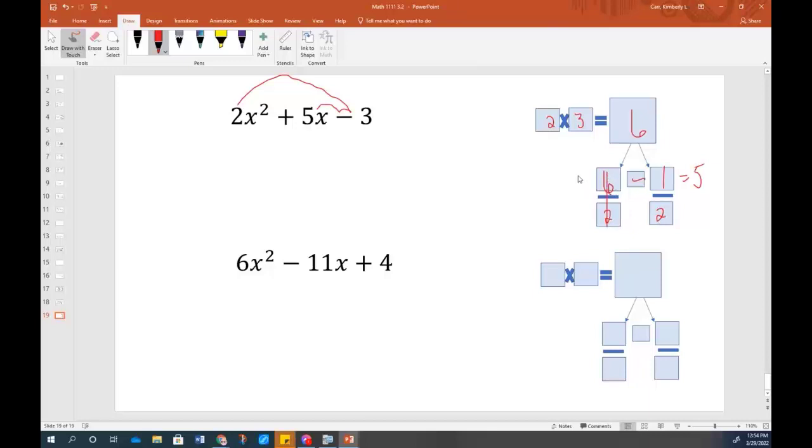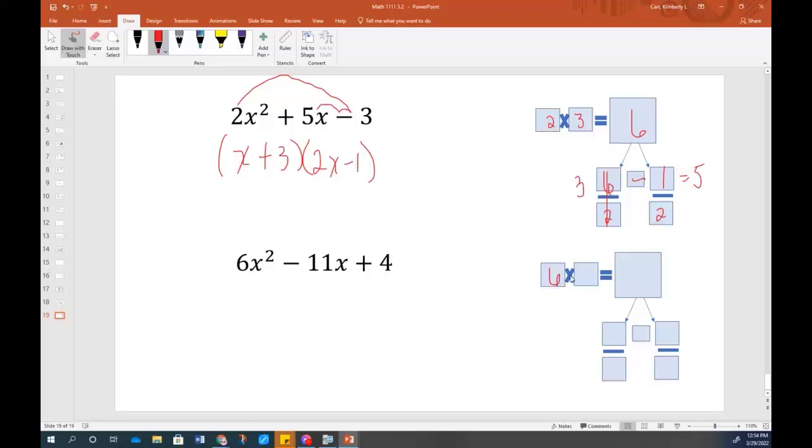Reduce the part that reduces, so this first one just becomes 3. So I have x plus 3. And now for the bottom one, swing the bottom number up to the front. So you have 2x minus 1. And that's factored.